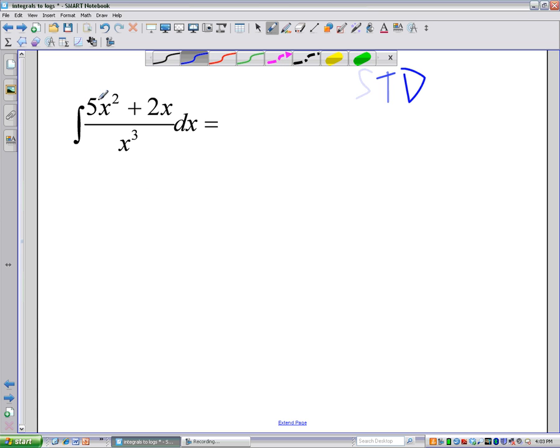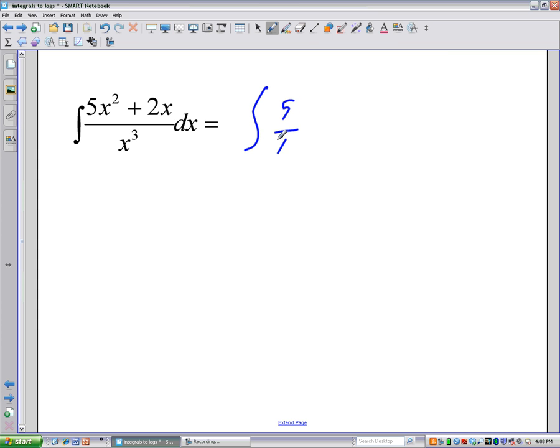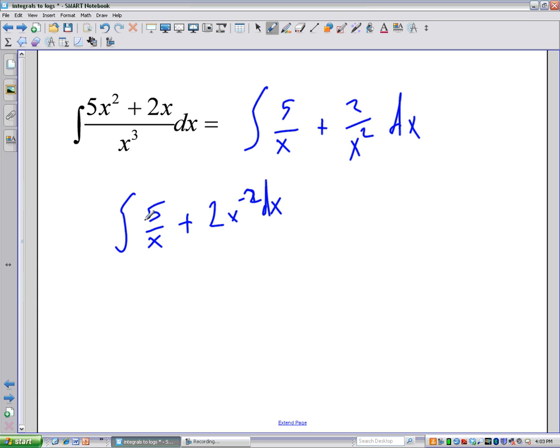We fight them. So this becomes the antiderivative of 5 over x, slow it down if you need that, plus 2 over x squared. Okay, and we can work with either of those. Let's just do the little bit of simplification step. We'll leave that one as 5 over x. We'll make this one 2x to the negative 2 dx. This we can take an antiderivative of with natural logs. This we can take an antiderivative of with our power rule. And so, let's do it.